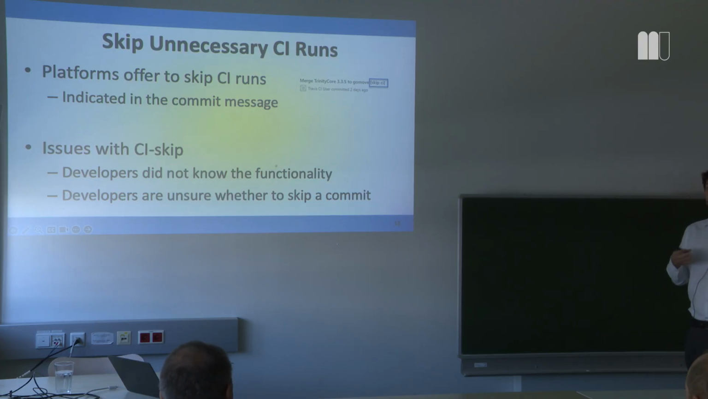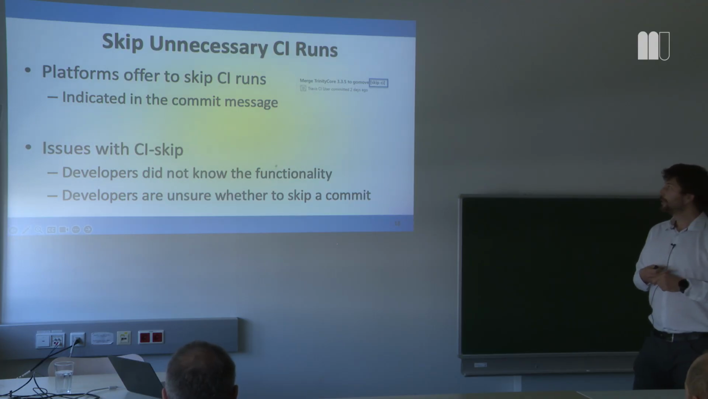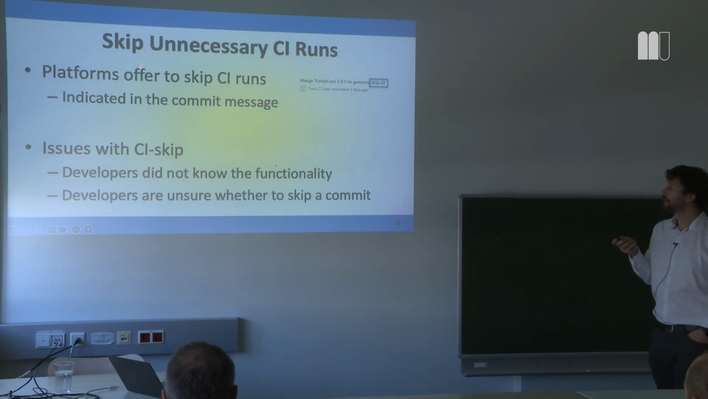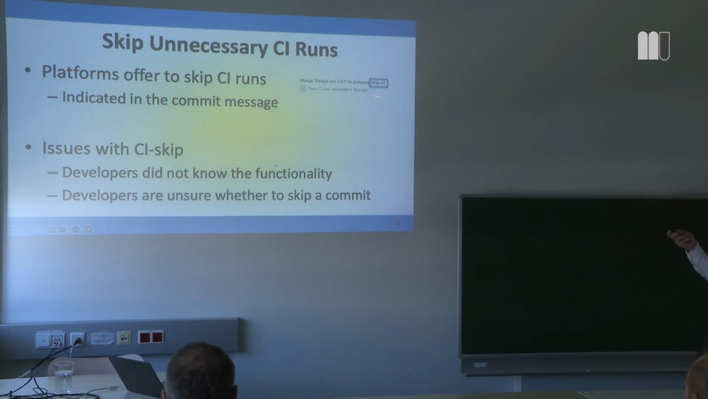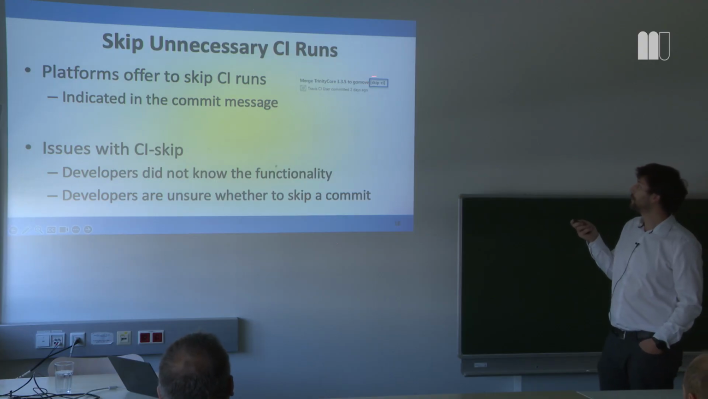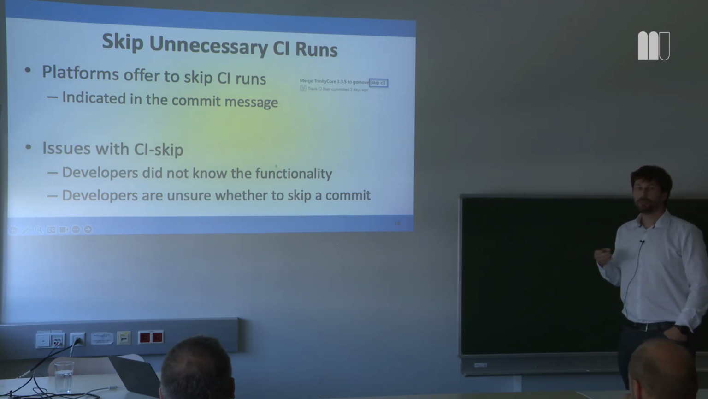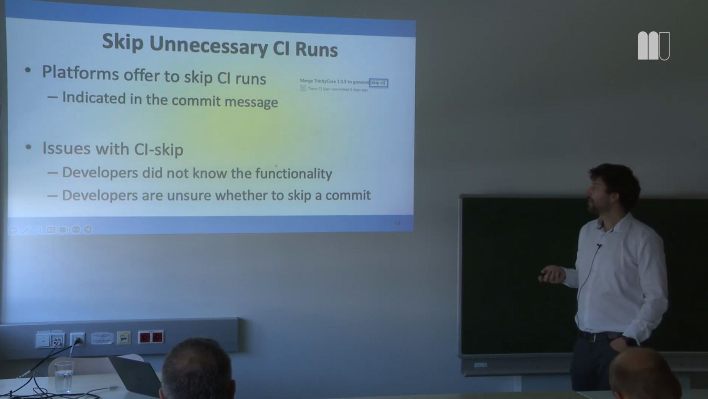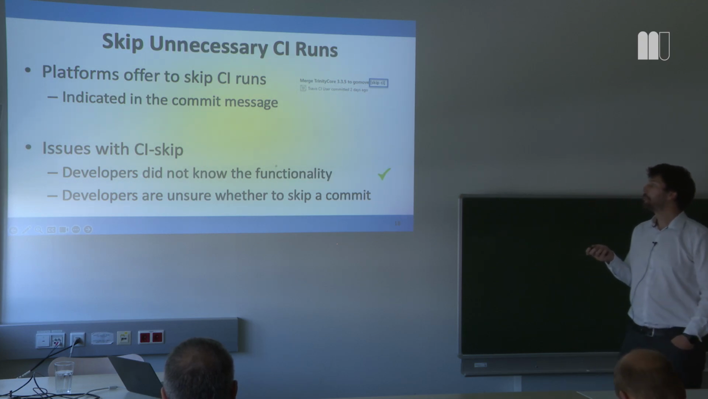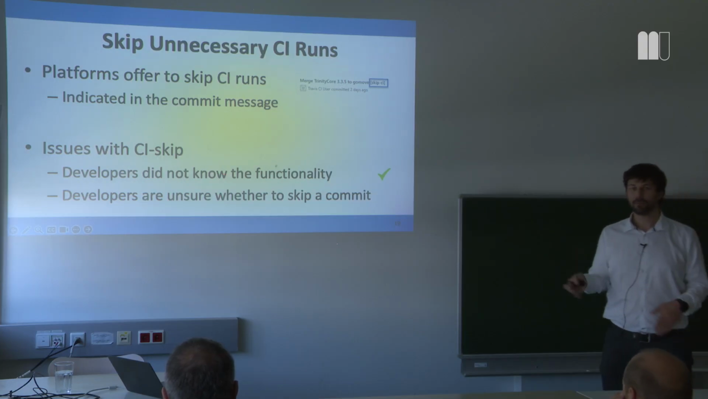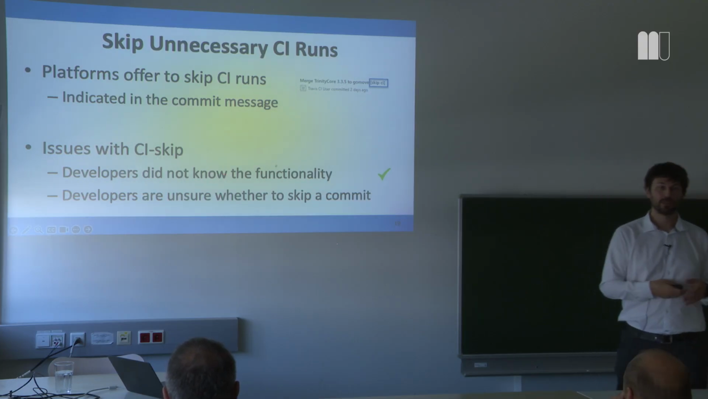So there is already some prior work, of course, we're not the first ones to do that. Also platforms like GitHub or GitLab offer this functionality to skip CI runs manually right now by providing some kind of label in the commit message so that the system knows, okay, this is just a commit, we don't need to run all the CI. The problem is, first of all, the developers did not know too much about the functionality. However, this can be easily fixed by training developers and telling them there is this functionality, please use it.